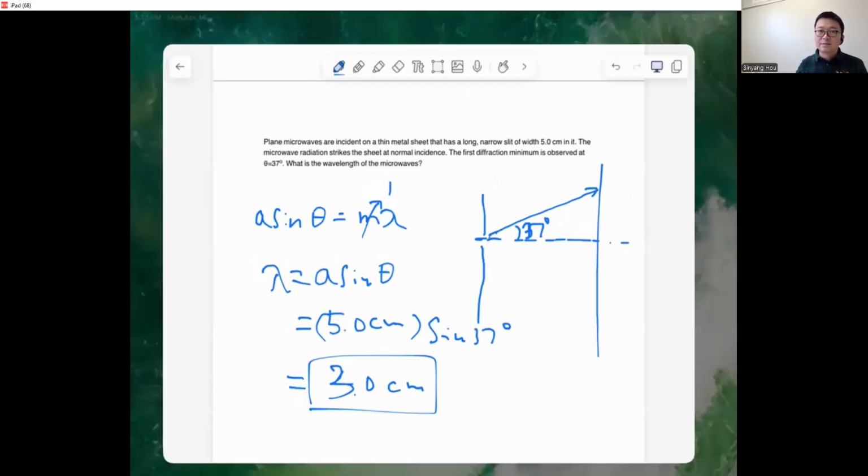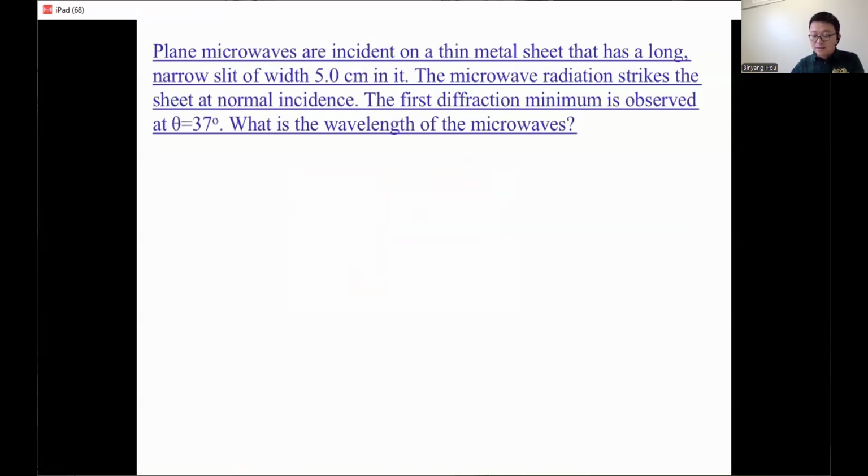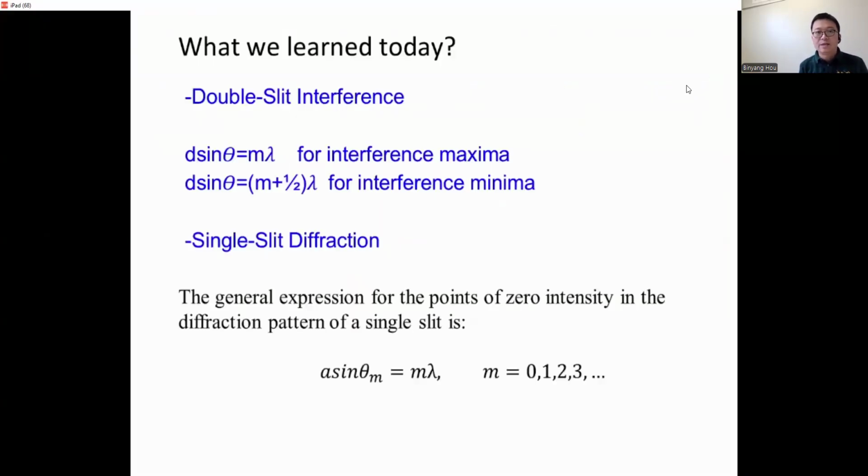All right, so that will be it for today. So quickly, we learned that for double slit interference maxima, you use this equation. For interference minima, you use this slightly different equation. For single slits, we'll look at just the minimum intensity of the pattern. So it's a sine theta equals m lambda.